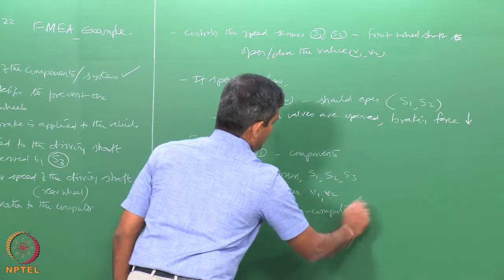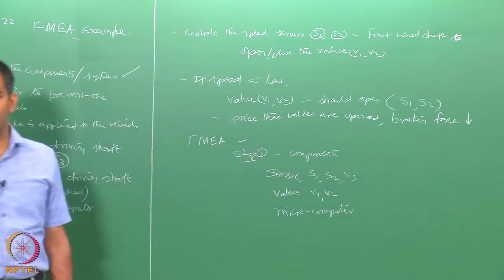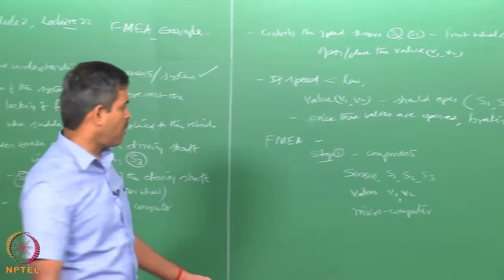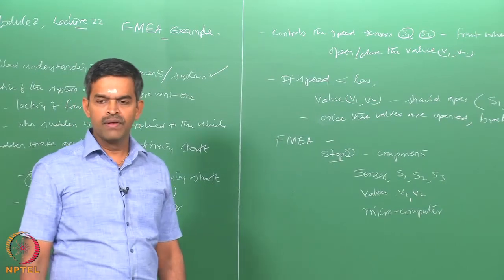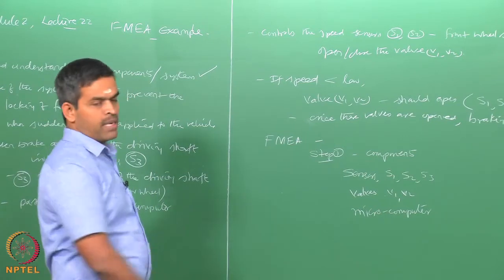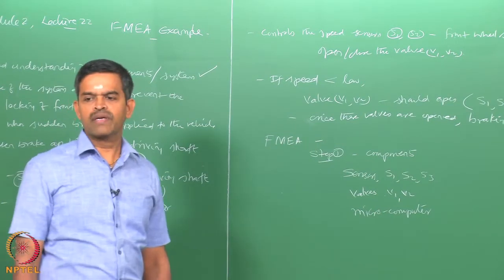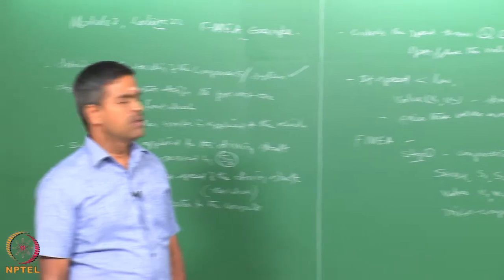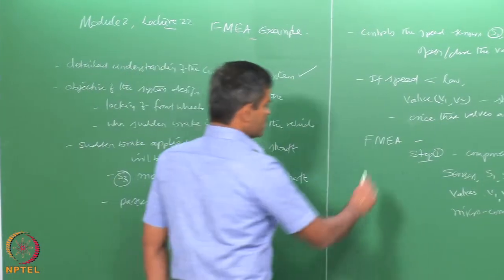We have taken a very simple example to illustrate how FMEA can be easily carried out for this problem. We will take one more example later, slightly more complicated than this, using a cause and effect diagram. We will talk about that. So, we identified the components.